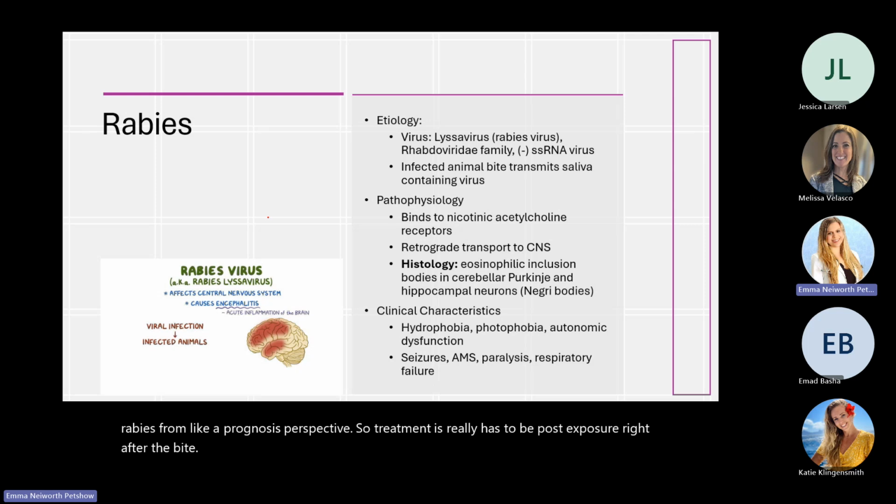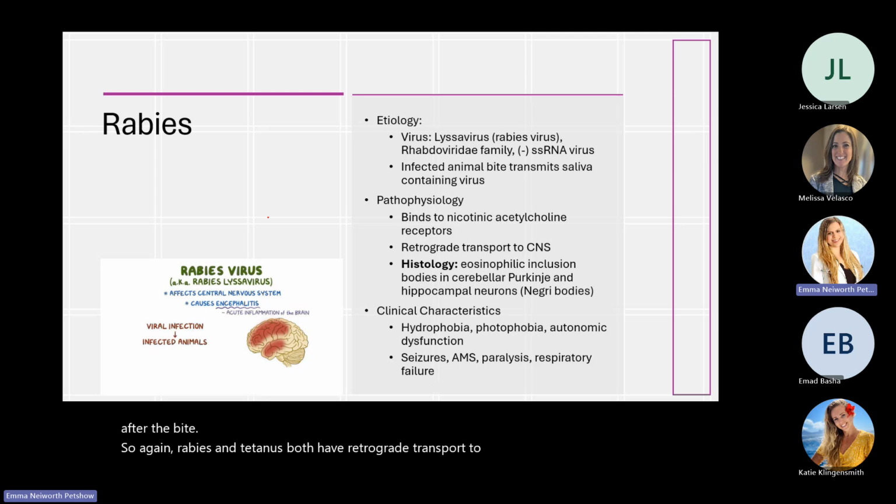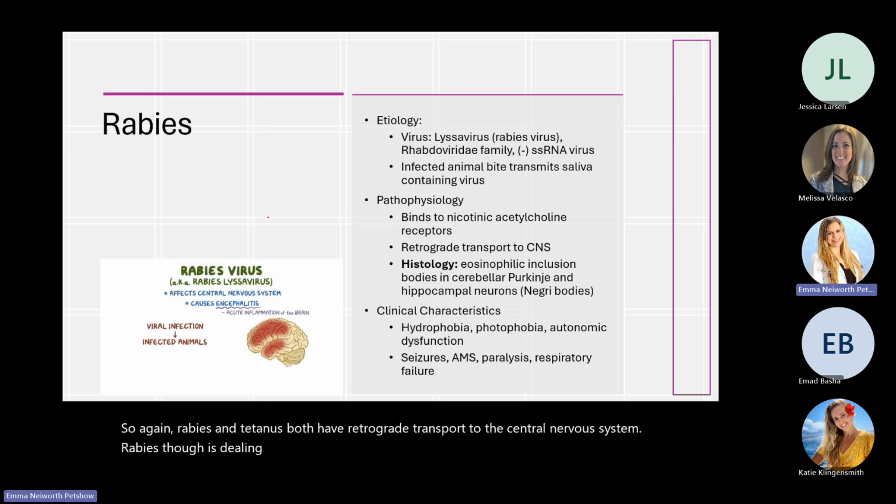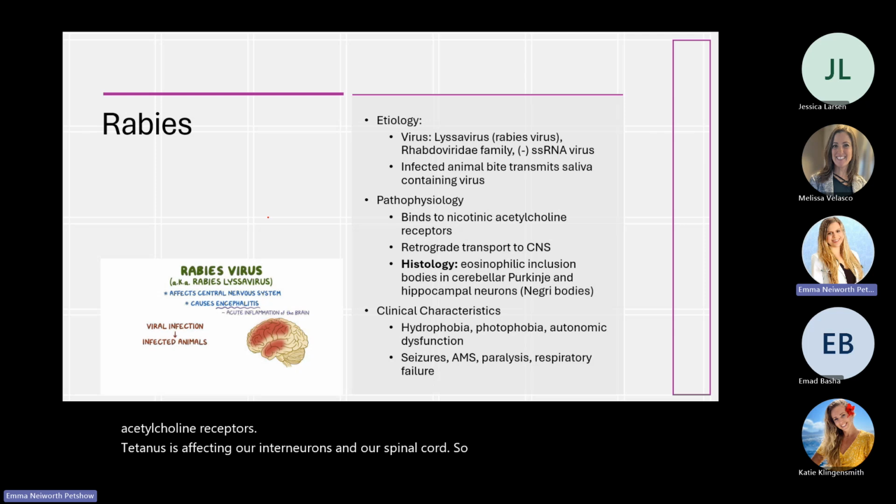So again, rabies and tetanus both have retrograde transport to the central nervous system. Rabies, though, binds to our nicotinic acetylcholine receptors, versus tetanus, which is affecting our interneurons in our spinal cord, so a different location. Those are ways you could tell these things apart. Obviously, exposure is different.